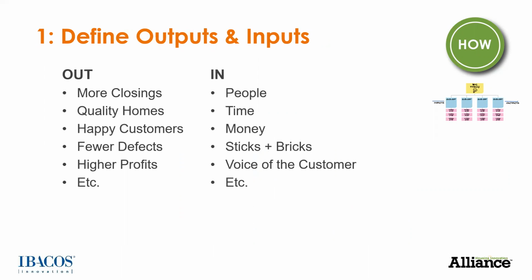Next, what do we need before the sausage machine starts? What's the input? In this case, we've got to have the right people. We've got to have time to be able to do it. It's going to cost us X. Physical sticks and bricks, what we build, etc. So again, for any process, what's in, what's out? Define that as a team.